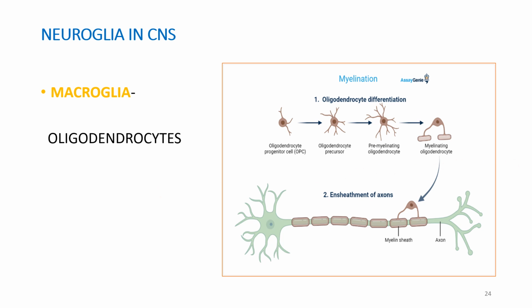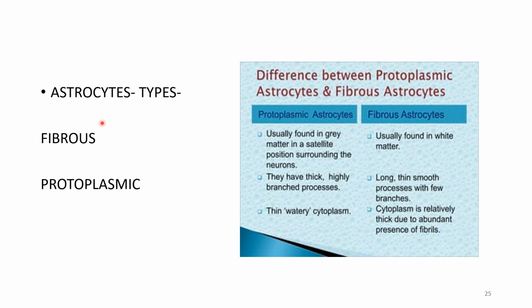Then coming to the next macroglia, that is astrocytes. These can be fibrous astrocytes or protoplasmic astrocytes. So what is the difference between these two? Fibrous astrocytes are usually found in the white matter and they have long, thin, smooth processes with a few branches. And the cytoplasm is relatively thick because of the abundant presence of fibrils.